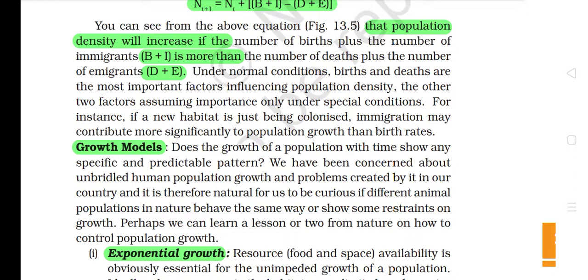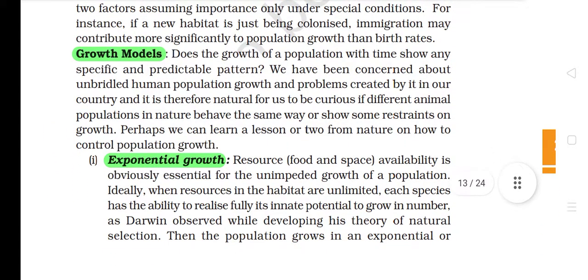For instance, if a new habitat is just being colonized, immigration may contribute more significantly to population growth than birth rates. Growth models. Does the growth of a population with time show any specific and predictable pattern? We have been concerned about unbridled human population growth and problems created by it in our country, and it is therefore natural for us to be curious if different animal populations in nature behave the same way or show some restraints on growth. Perhaps we can learn a lesson or two from nature on how to control population growth.